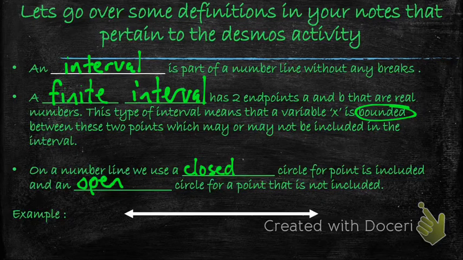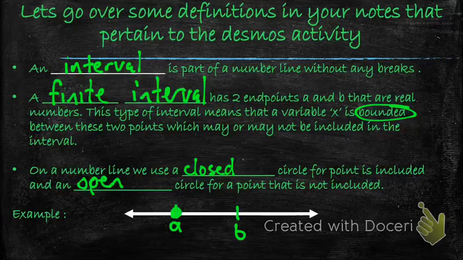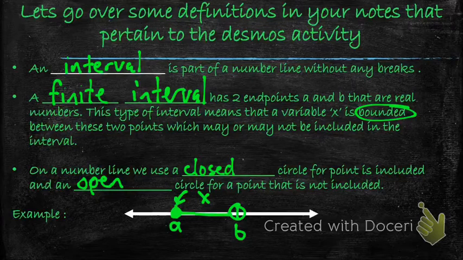So what that would look like is on a number line, we would have a point A and a point B, which are two real numbers. So let's just say, for instance, we are closed on A and open on B. This x can be anywhere in between A and B, including it could equal A, but it cannot equal B. It can go all the way up and get really, really close to B, but not be B. Okay?